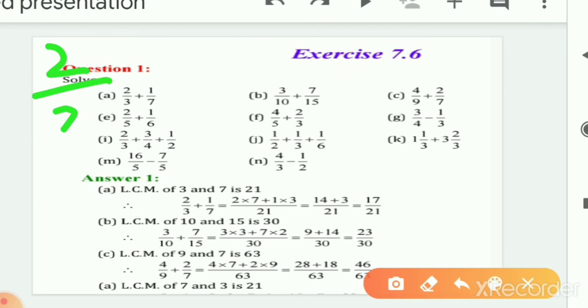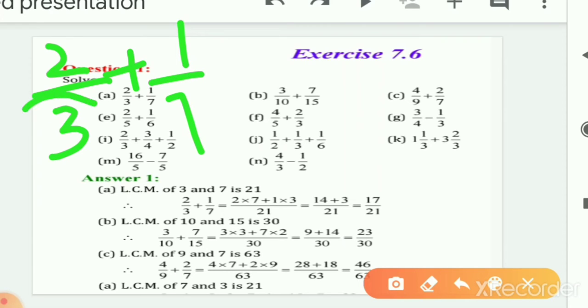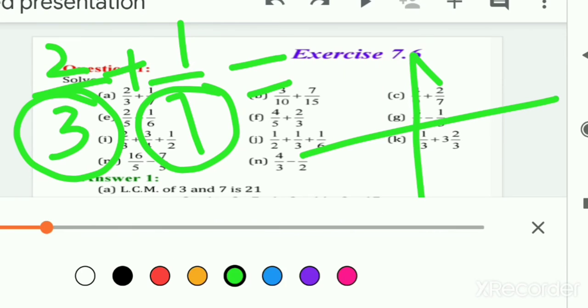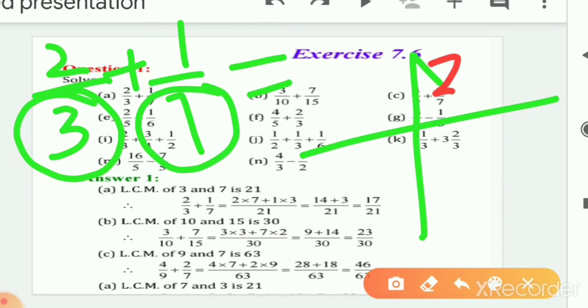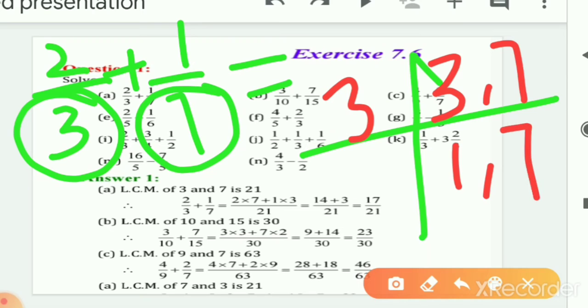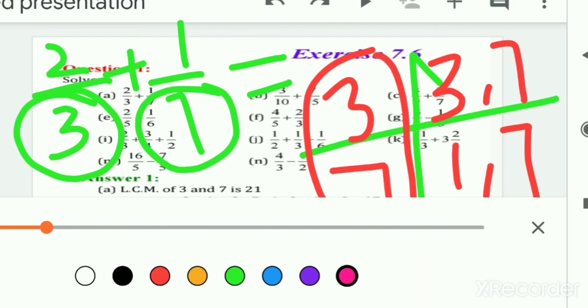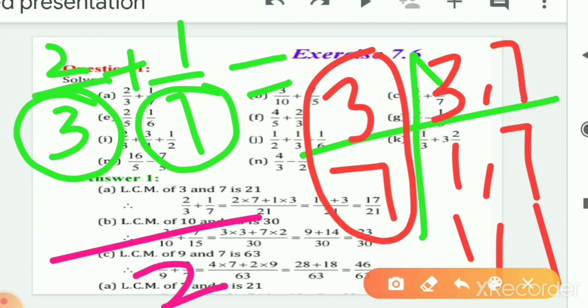2 by 3 plus 1 by 7. First take the LCM of the denominators. This is 3 and this is 7. I know you all know how to take the LCM. 3 ones are 3, 7 will remain as it is, and 7 ones are 7. Okay, 1 comma 1. So it will be 3 and 7. It means 3 sevens are 21, right?